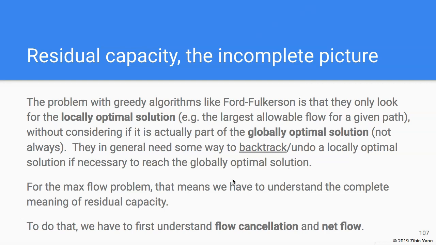optimal solution. Now, in the specific case of the max flow problem, in order to figure out how to backtrack or undo, we have to understand the complete meaning of residual capacity. And before we can get there, we have to understand something called flow cancellation or net flow. Both of these concepts are fairly intuitive, although they do lead to something that is slightly less intuitive.